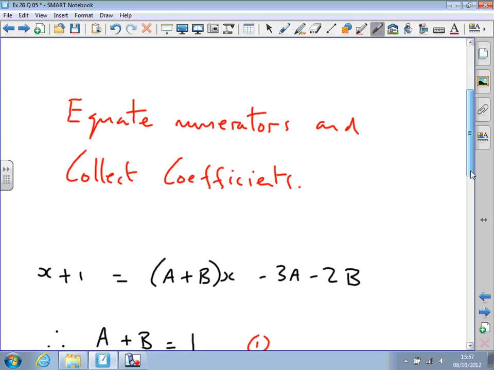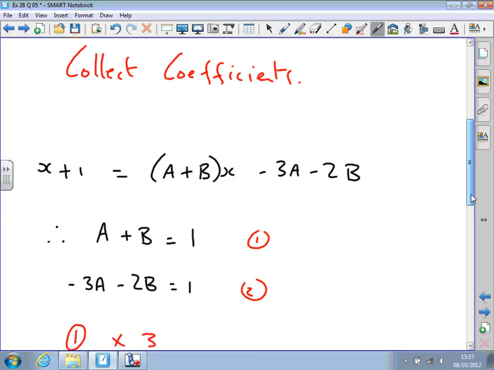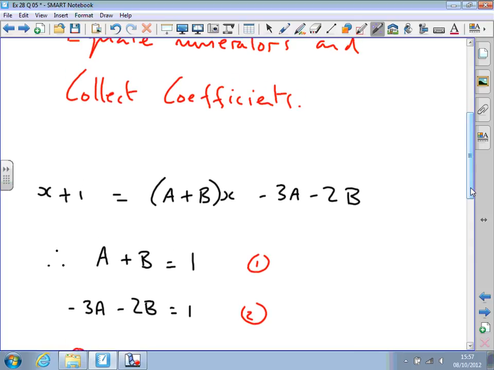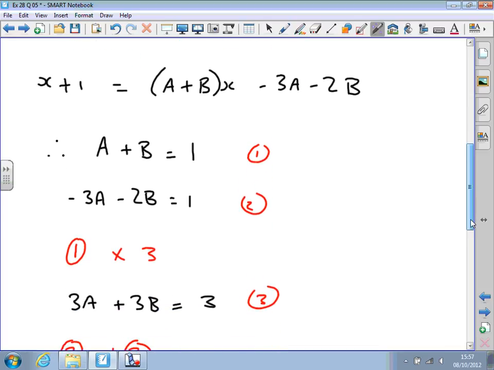Equating coefficients, we get that a plus b equals 1, because of course the coefficient on the left hand side is just 1 lot of x, so that's actually 1. A plus b equals 1, and the second one, minus 3a minus 2b equals 1. So two equations, solve simultaneously. I would probably do this by elimination, multiply equation number 1 by 3, see if you can carry on there through and get the solution.